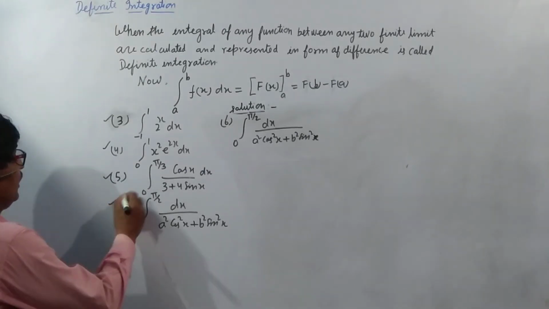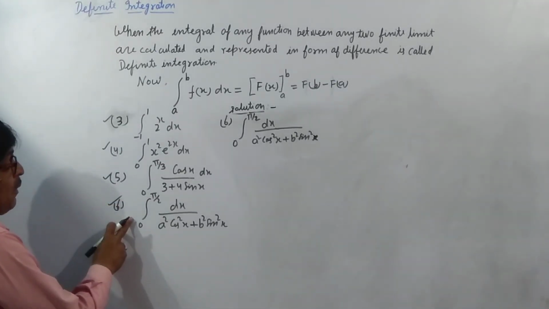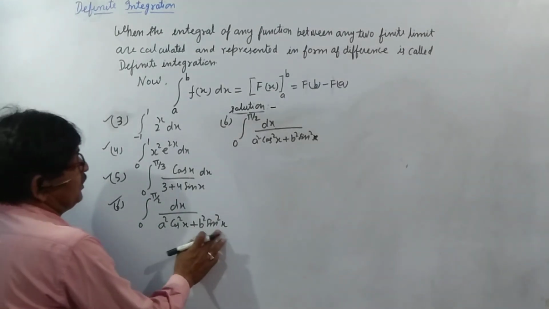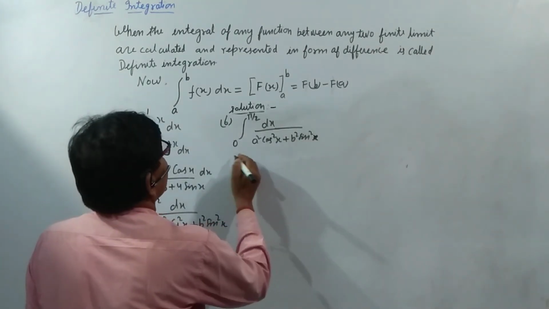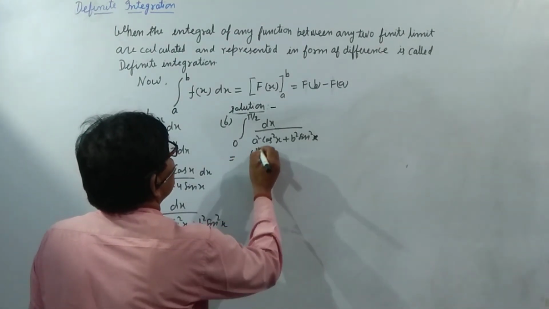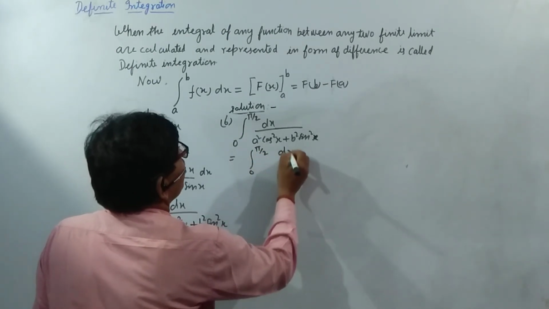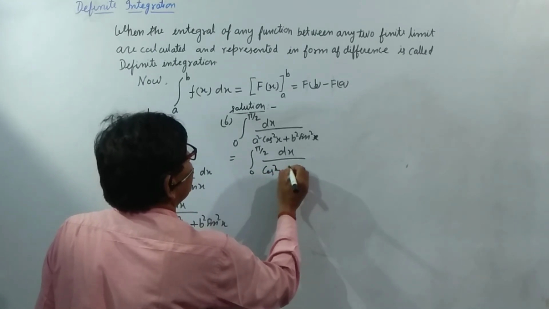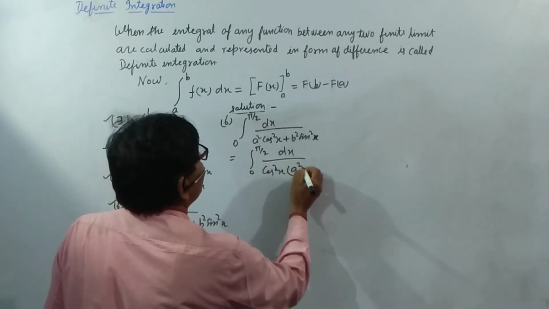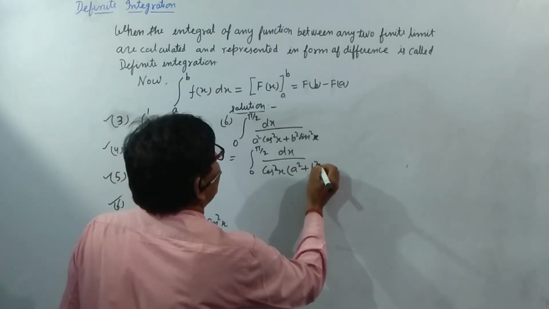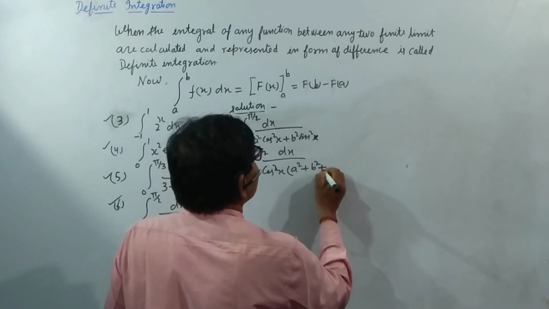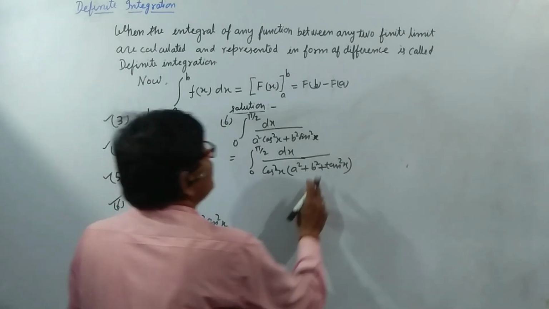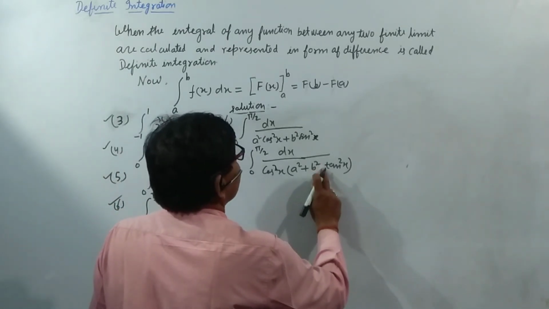Now question number 6. Integral with limits 0 to pi by 2 of dx divided by a square cos square x plus b square sin square x. Taking cos square x common, this will be a square plus b square tan square x, since sin square by cos square is tan square x.